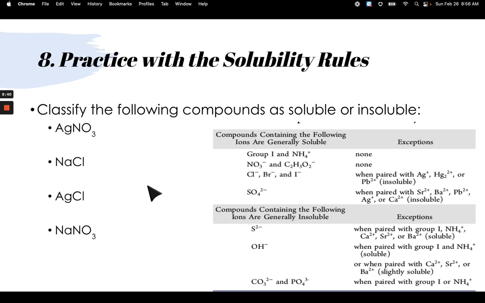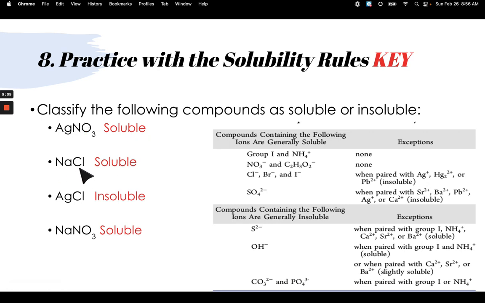See if you can pause the video and classify the following compounds as soluble or insoluble. You've got silver nitrate, sodium chloride, silver chloride, and sodium nitrate. I think we've seen these before. All right, so as you can see, silver nitrate, if you look here, you can look at the nitrates, okay? There are no exceptions. All nitrates are soluble. So since we've got nitrate, it's got to be soluble.